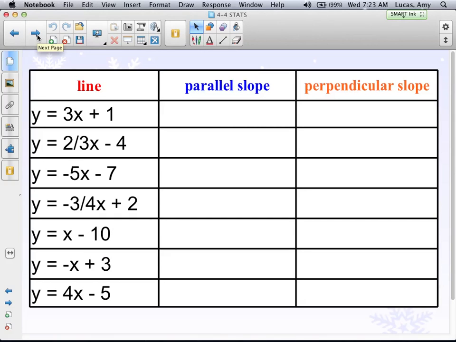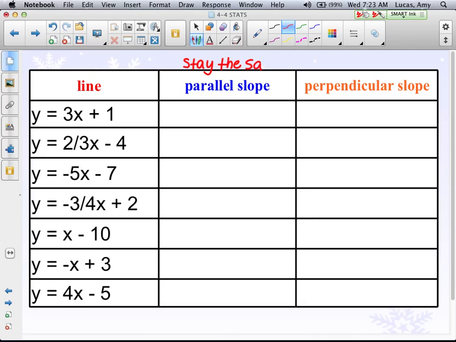For starters, I just want to review. So I have a bunch of lines written on the left, and I want you to look at the slope. Look for the slope in each of those lines, and then remember what we learned about parallel slopes and perpendicular slopes. Parallel slopes stay the same, and perpendicular slopes flip and change. Remember, flip means the reciprocal and change means change signs.